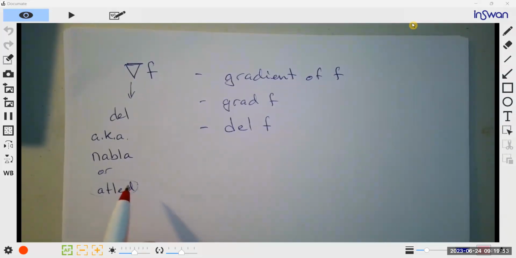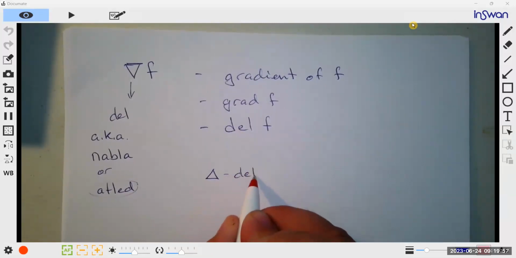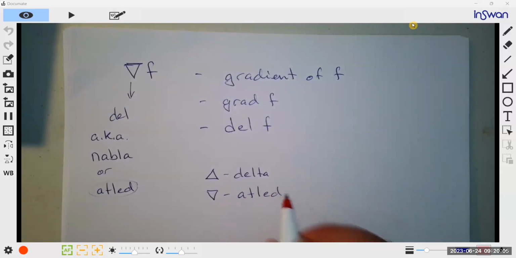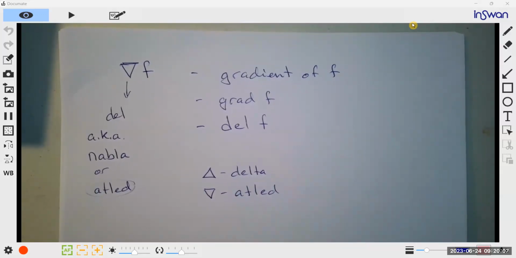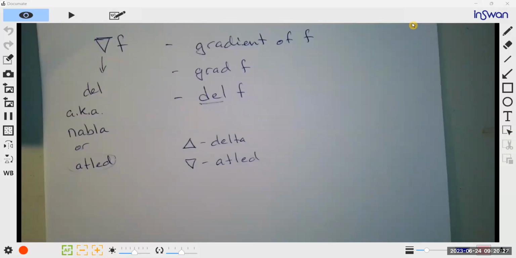This is an interesting one because remember earlier we talked about the delta function, but this one is upside down, so they spelled delta backwards. But whenever we see this symbol, we call it the del function. It was invented in the 1800s by a guy named William Hamilton. It's known as the Hamilton notation, or Hamiltonian operator. It's used in vector calculus.